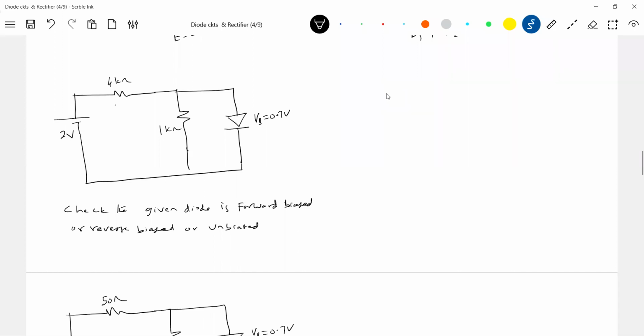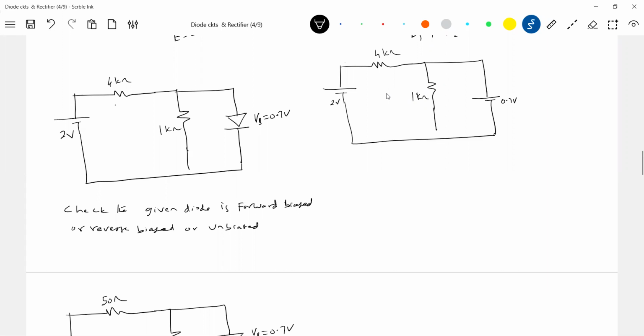0.7 volt. Getting to the problem. In place of the diode, I'll replace it with a cell, and this is 2 volt. First, let me assume currents.